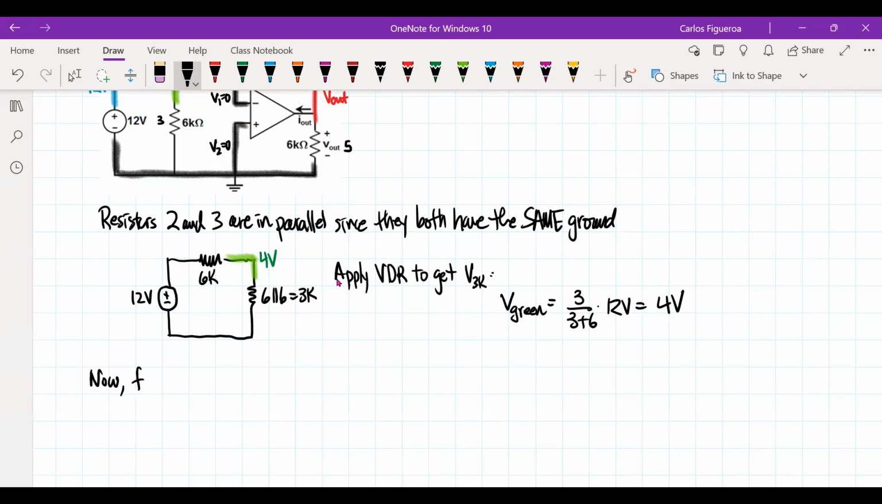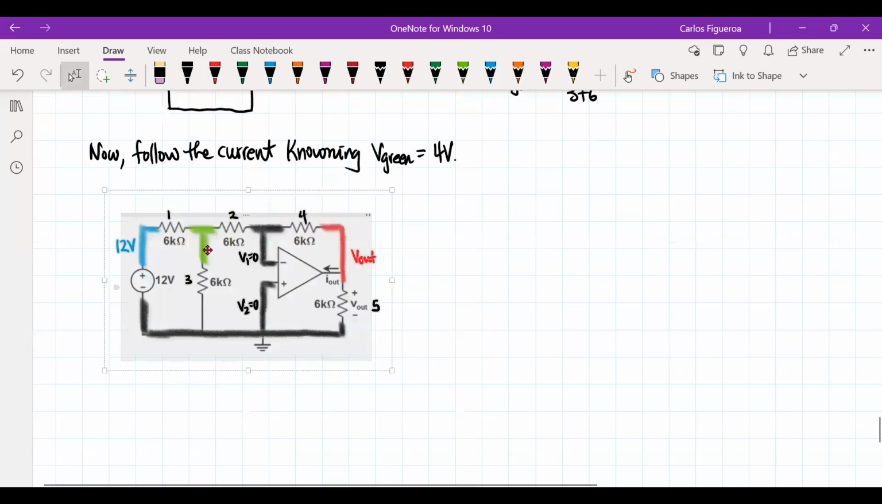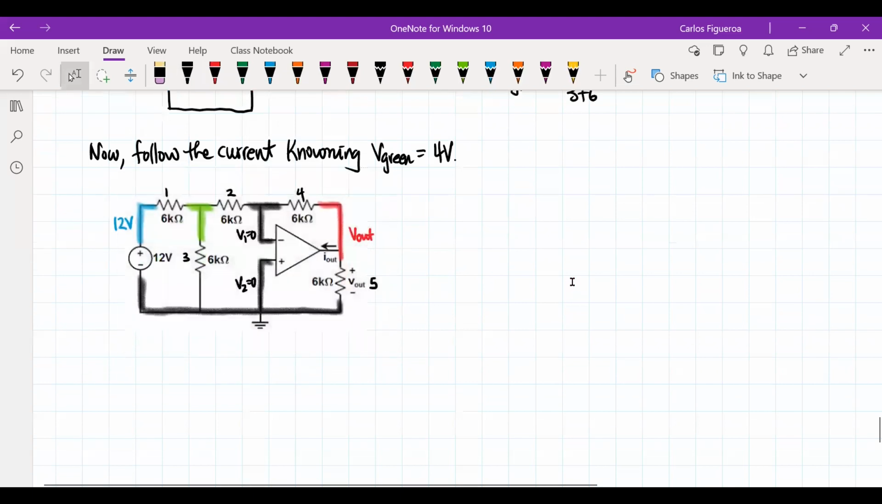Now, follow the current, knowing V green is equal to 4 volts. So let me paste in the circuit. Now let's follow the circuit here. One of the things that I know is that this voltage right here is 4 volts. I know that that's ground.